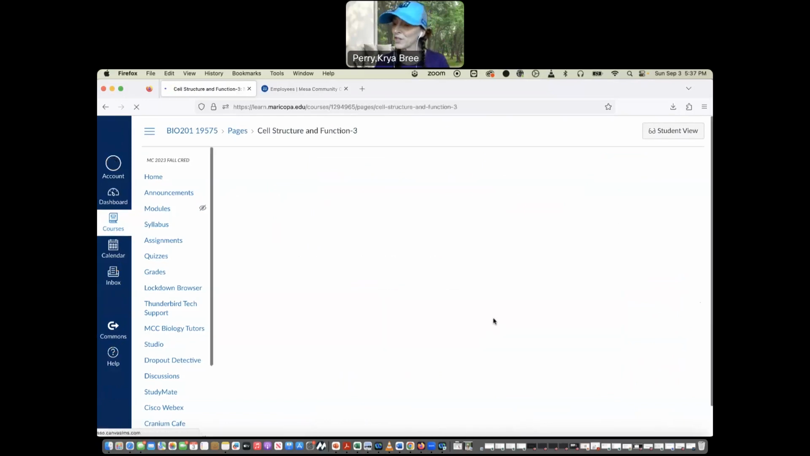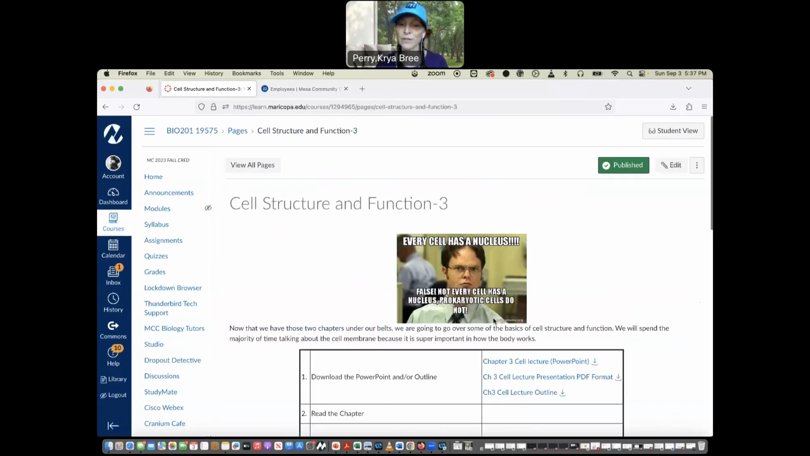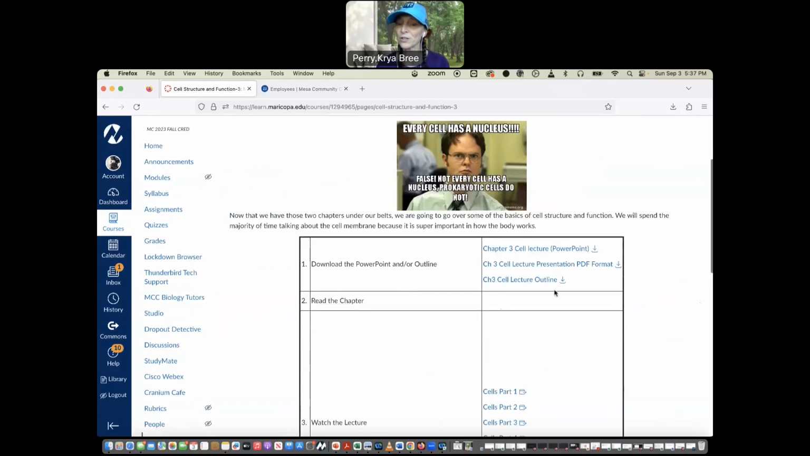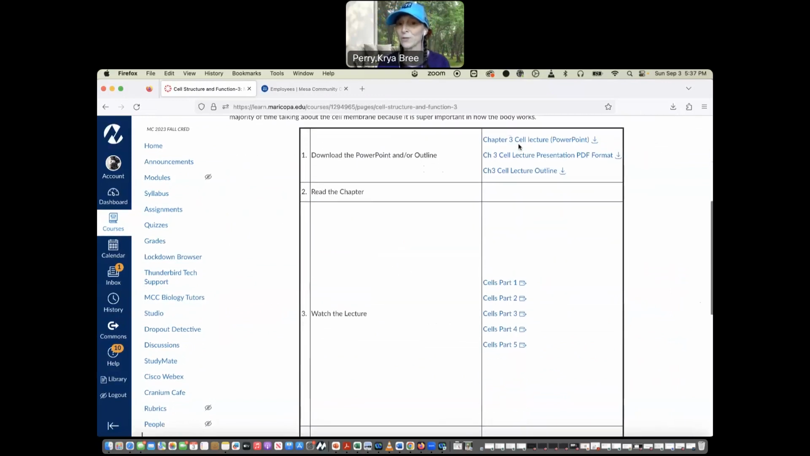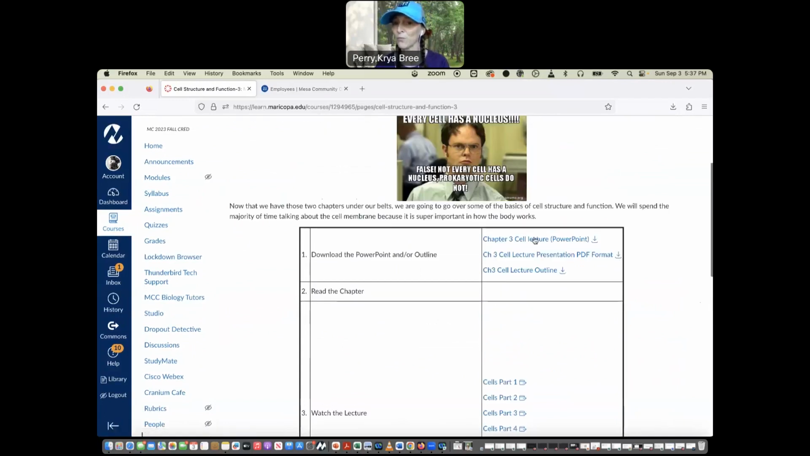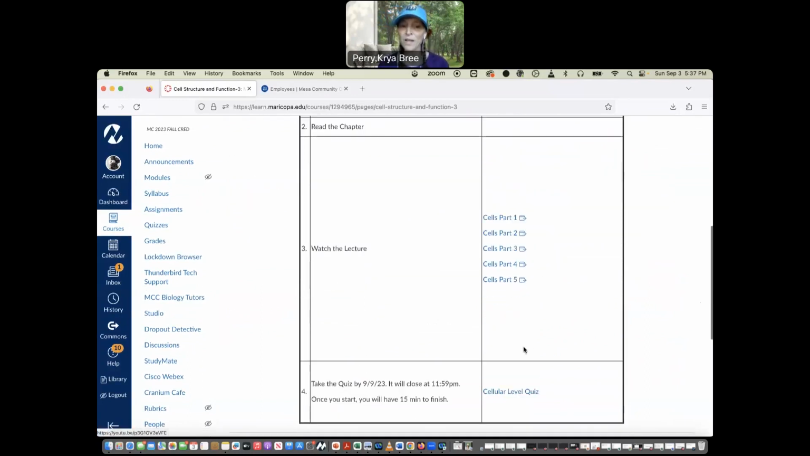So again, you're finishing off cell structure and function. If you haven't already finished those lectures, please make sure that you do. There are 3 different formats, and you can pick which you like: a PowerPoint, a PDF format of the PowerPoints to print, or just a lecture outline without any pictures. And the cell lectures are broken up into 5 shorter lectures.